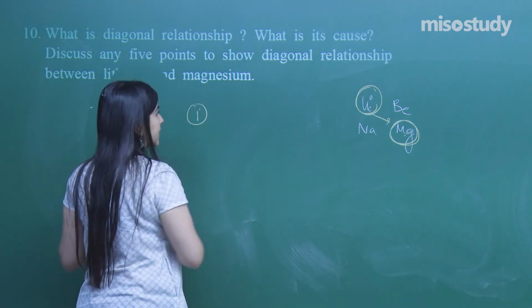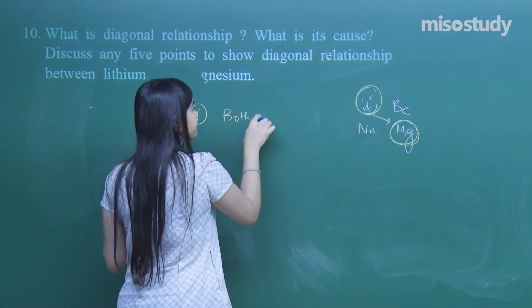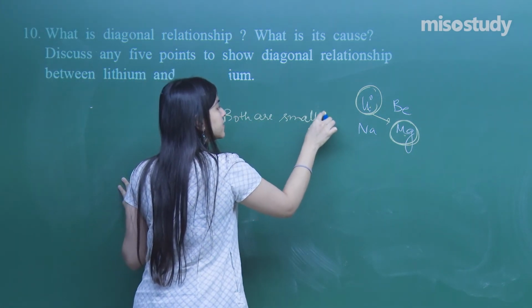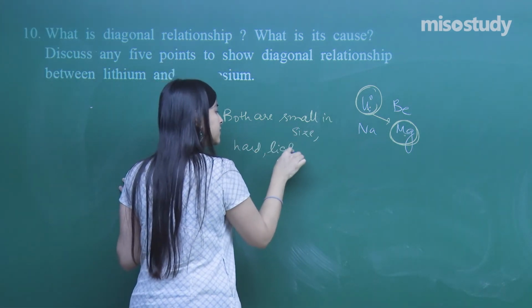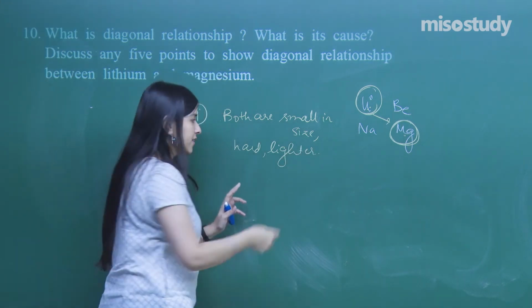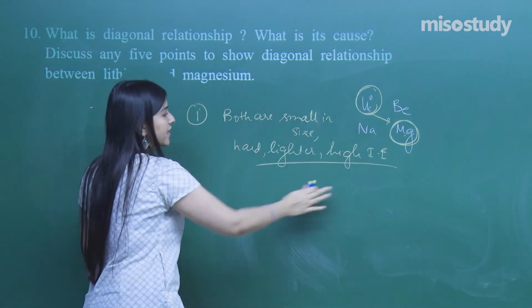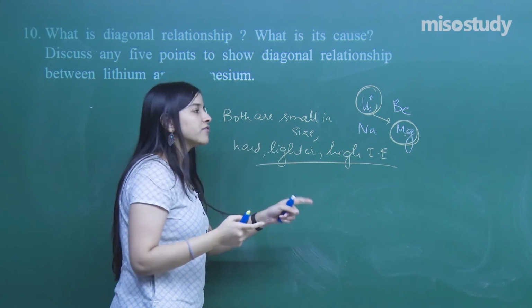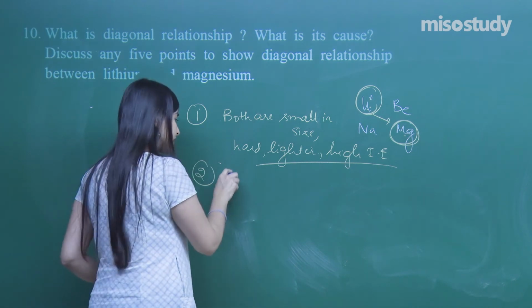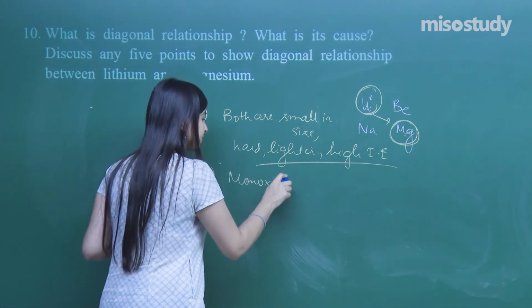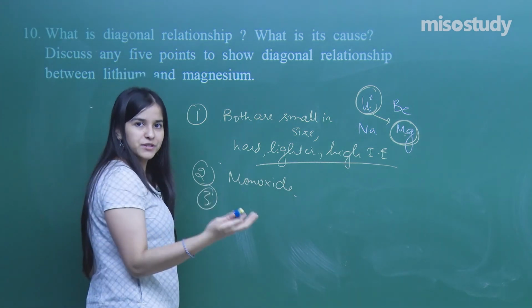So first what you can write is that both are small in size, hard, lighter elements of the entire group, having high ionization enthalpy. Don't separate these points. You can write this in only one point because each one of it is interrelated. Next, you can write that both of them form the monoxide. The third point is that both directly react with nitrogen.